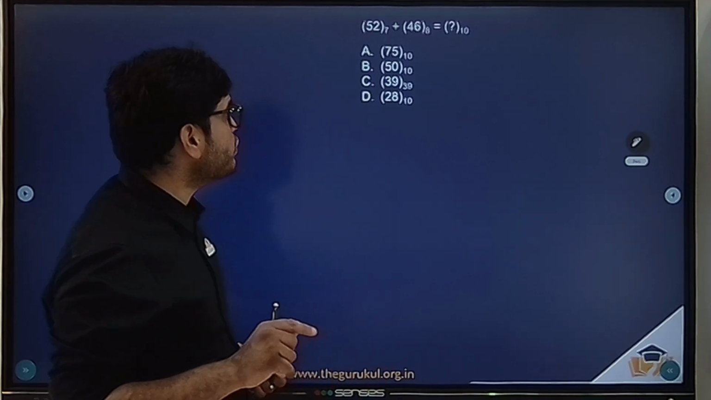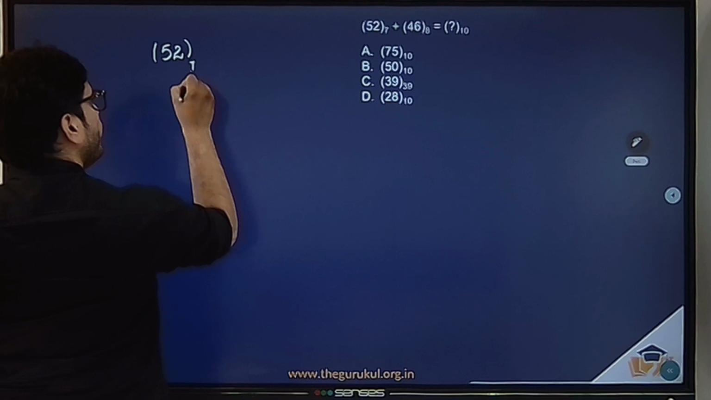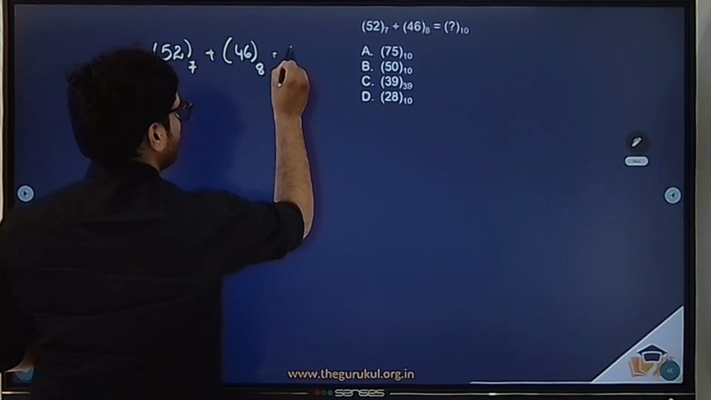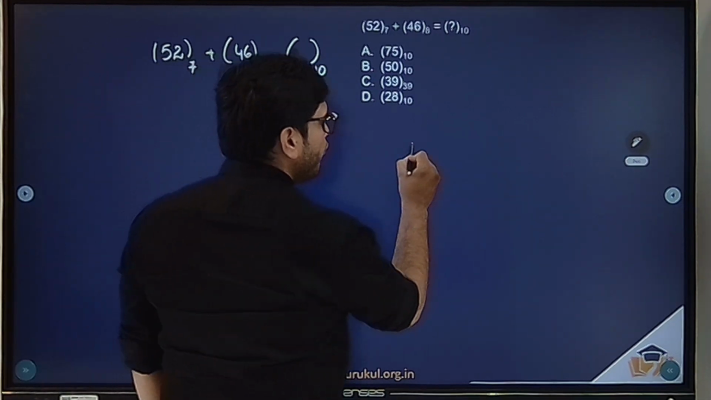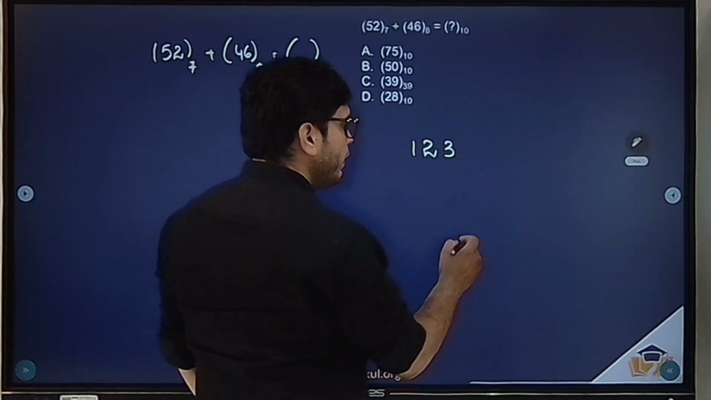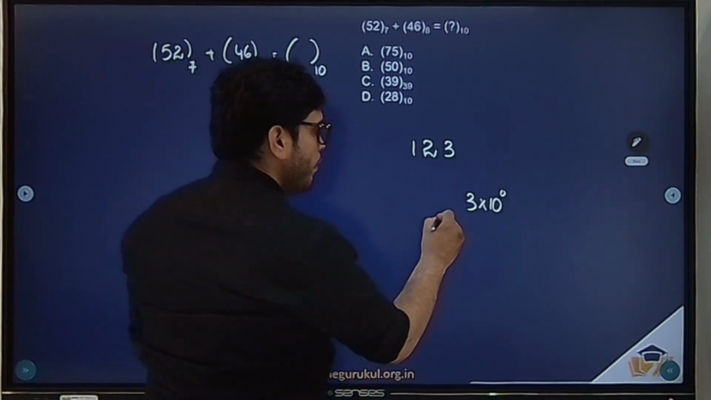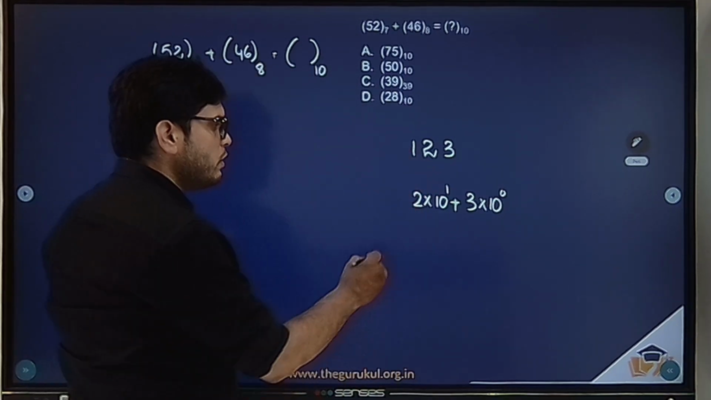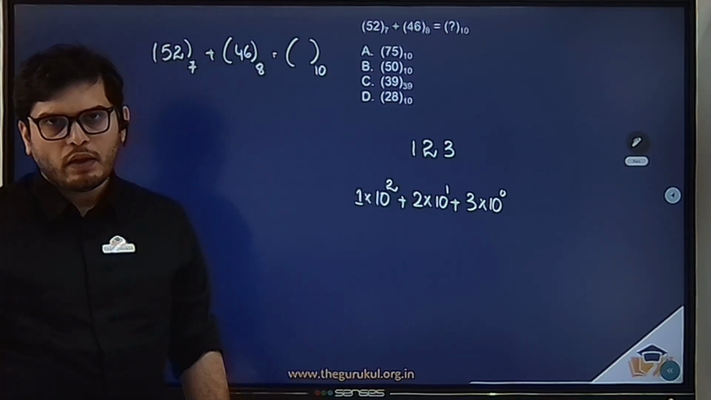Now coming to the fifth question, a question from the base system. We are given 52 to base 7 plus 46 to base 8, and we are asked to find what it is equal to in base 10. For example, if I tell you 123, we would be getting 123 as 3 into 10 power 0, since 3 is in units place, plus 2 into 10 power 1, since 2 is in tens place, plus 1 into 10 power 2, since 1 is in hundreds place.